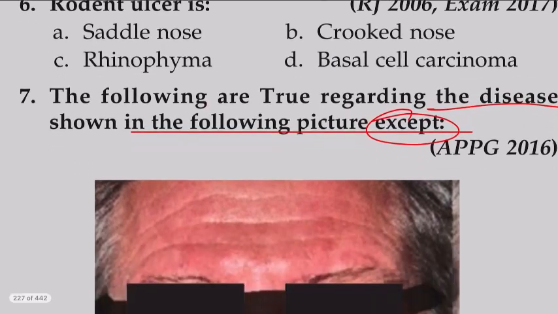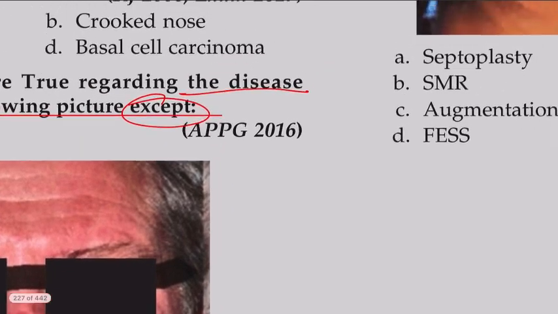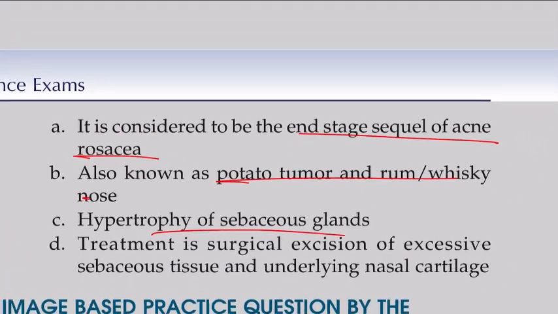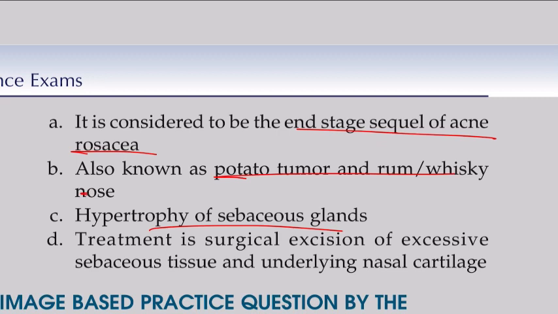The following are true regarding the disease shown in the following picture except. So here, it is a picture of rhinophyma, and it is considered to be the end stage sequelae of acne rosacea. That is the right statement. It is also known as potato tumor and rum whiskey nose. Hypertrophy of sebaceous gland, right. Treatment is surgical excision of excessive sebaceous tissue and underlying nasal cartilage. No, that is not right. It is the not right statement.